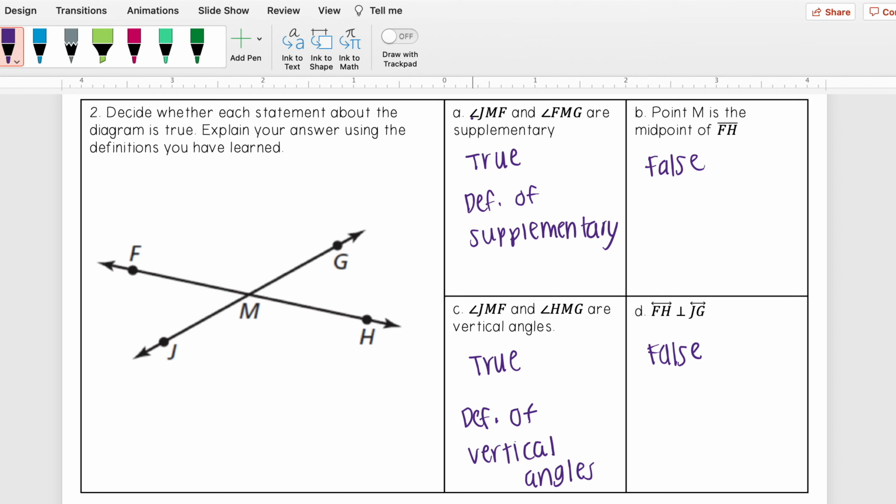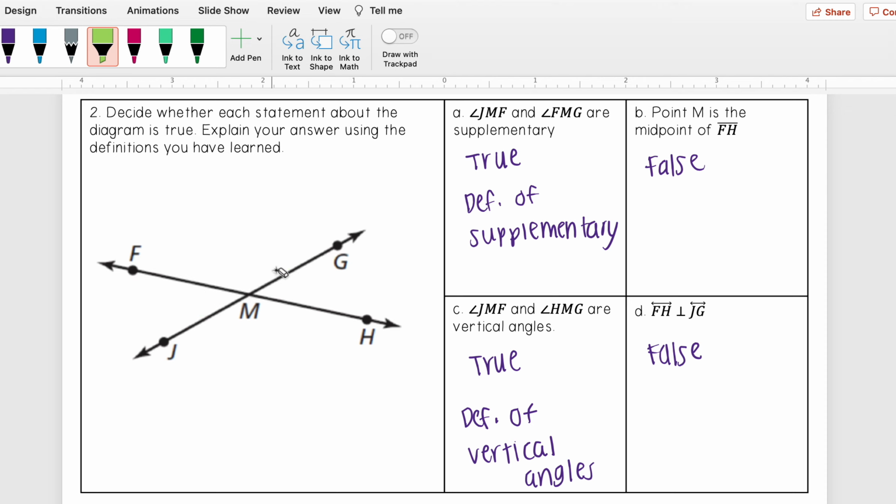So I know that JMF and FMG are supplementary because if I look at my diagram, I have this angle JMF and then FMG, and I see they make a straight line, and so that means I know they're supplementary because they add up to 180 degrees.